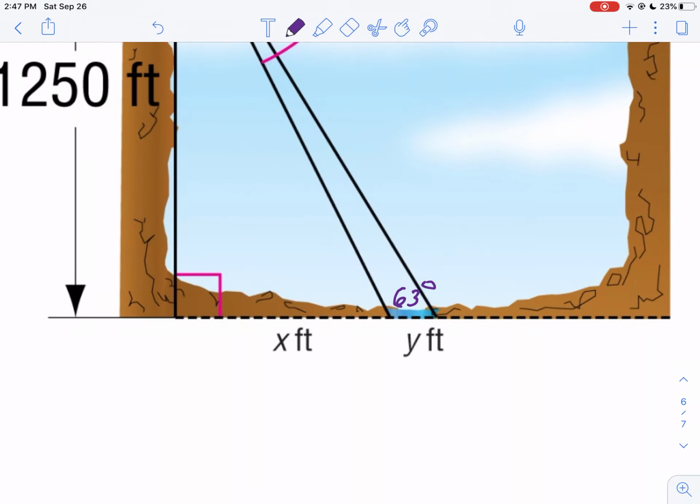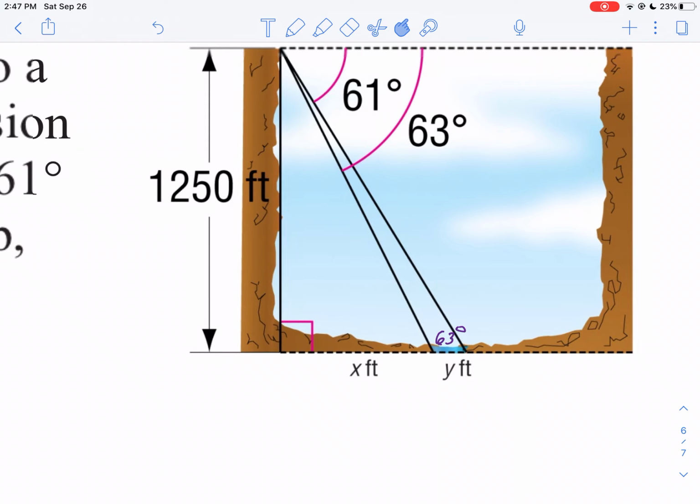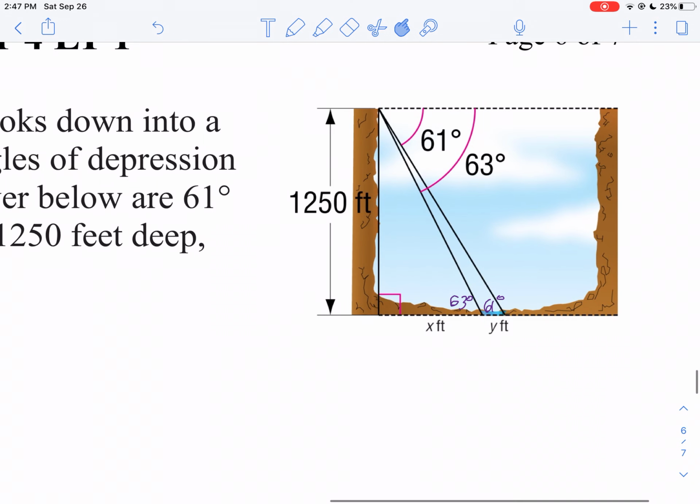The angle at x, I just did that wrong, didn't I? I just noticed that. Wow, how embarrassing. 63 degrees is this angle right here, where 61 degrees goes to that angle at y. And that should make sense because the closer you are to something, the bigger the angle of elevation or depression.